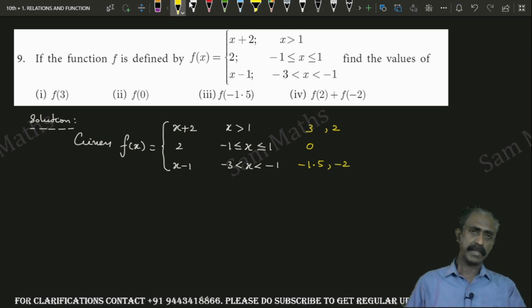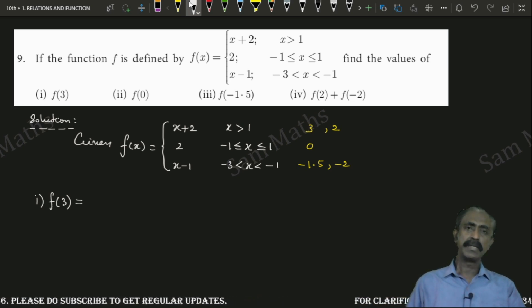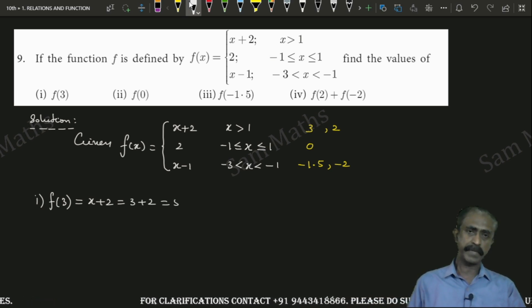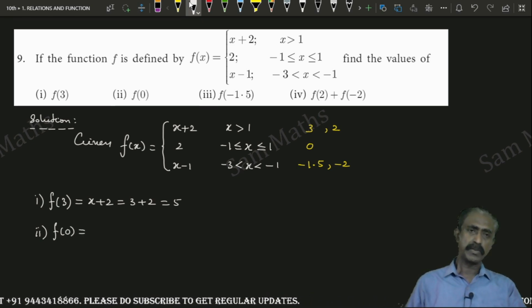Now we can go for the calculation. First subdivision, f of 3. Now we have to use the function x plus 2. x plus 2, that is equal to, x value is 3. Therefore, we are getting 3 plus 2 equal to 5. Second one, f of 0, which is equal to 2. It's a constant which is given.